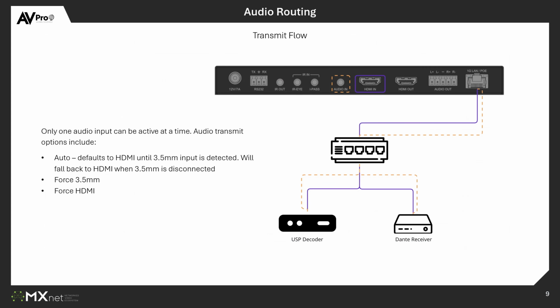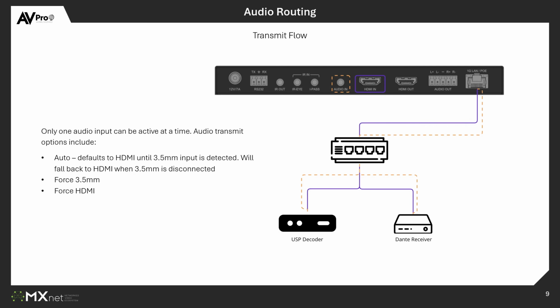Let's break down some of the audio flow capabilities on the transceivers. All USP models have 2 audio transmit points that allow audio to be sent over the network to USB transceivers to decode. In the case of the Plus and Pro models, audio can also be transmitted to Dante or AES67 receivers.